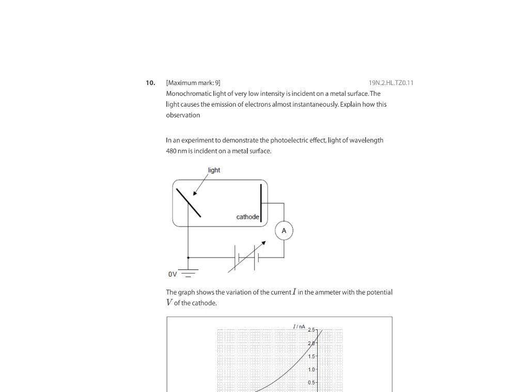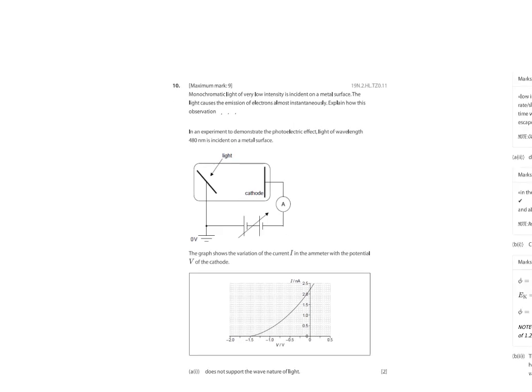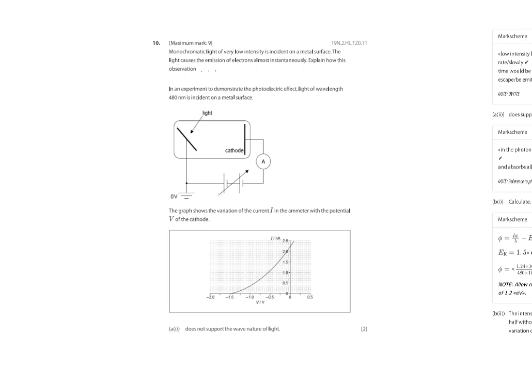So number 10 says, monochromatic light of very low intensity is incident on a metal surface. Light causes the emission of electrons almost instantaneously. Explain how this observation, and we will get back to that. All right, there is a question for that. Then it says, in an experiment to demonstrate photoelectric effect, light of wavelength 480 nanometers is incident on a metal surface, and the setup is shown. Graph shows variation of current with the potential of the cathode.